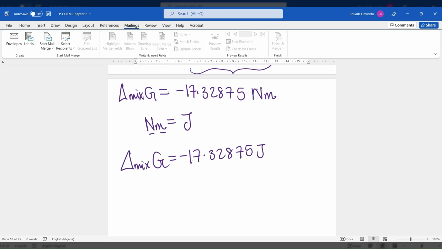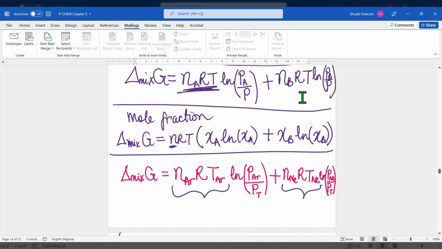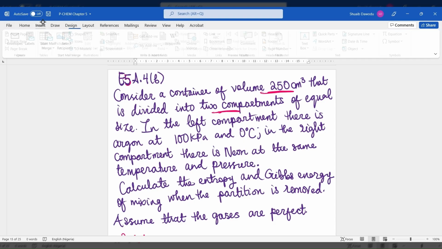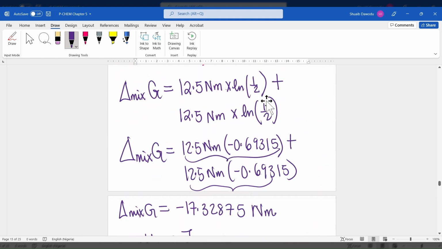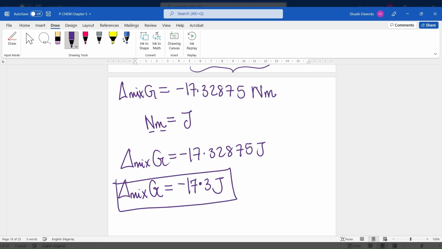We don't like to put our work in just the raw values. We want to put in the proper number of significant figures. So we have to look at the lowest number of significant figures that we used in solving this question. Going back to our work, we see that 250 is in 3 sig figs, and then 100 kilopascal is also in 3 sig figs. So we are going to approximate our work in 3 sig figs. So the change in Gibbs energy of mixing is simply going to be negative 17.3 joules. And that is basically the answer to this question.